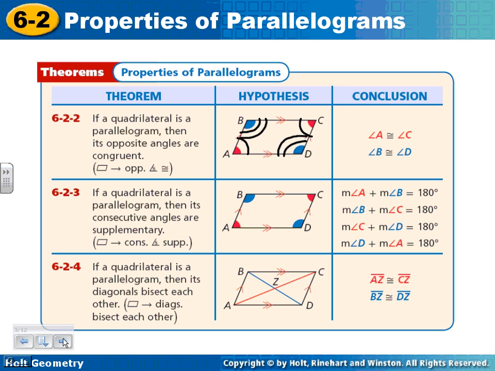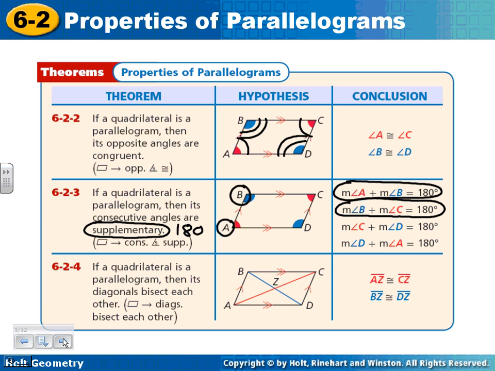The middle theorem, 6.2.3, reads, if a quadrilateral is a parallelogram, then its consecutive angles are supplementary. We haven't seen that word for a while. Remember, that means they add up to 180. In other words, angle A and angle B are consecutive, so they add up to 180. And you can kind of keep going around. B and C are consecutive, like if you go around it clockwise, I guess. C and D add up to 180, and then D and A.